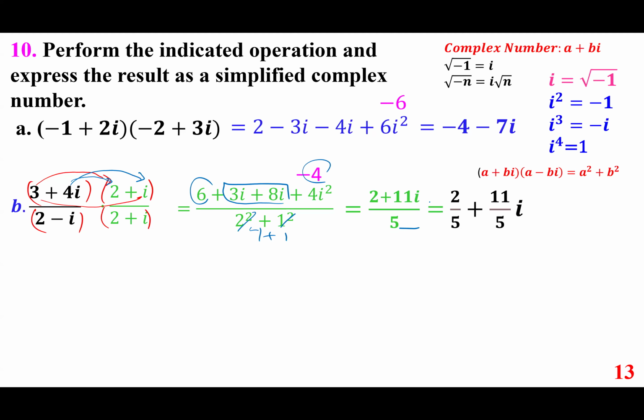Now, if you left it as that, it's okay. But why am I writing it in this format? Because if somebody asks, okay, what is a, what is b? Over here, I don't want anybody to be under the assumption a is 2, b is 11. No, a is 2 over 5, b is 11 over 5. So we want to make sure that we have the right answer. And I can't emphasize this enough.